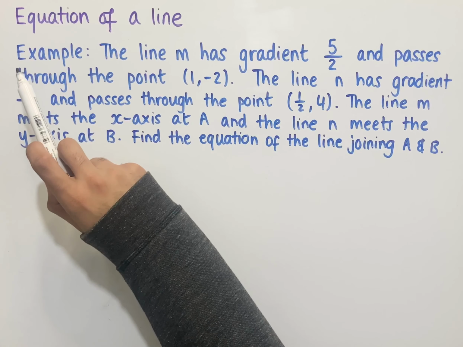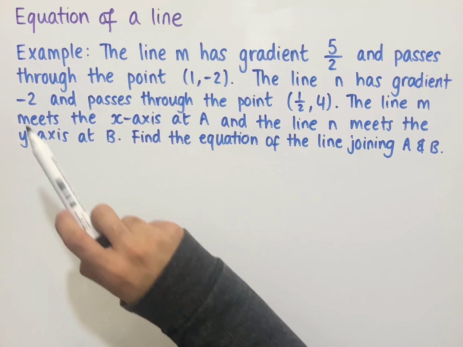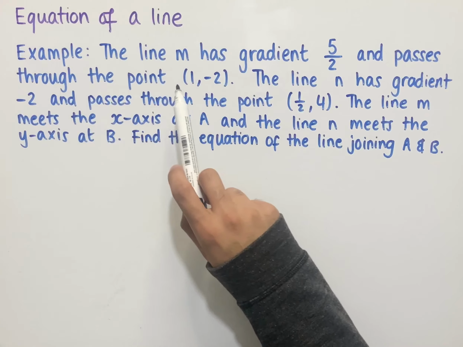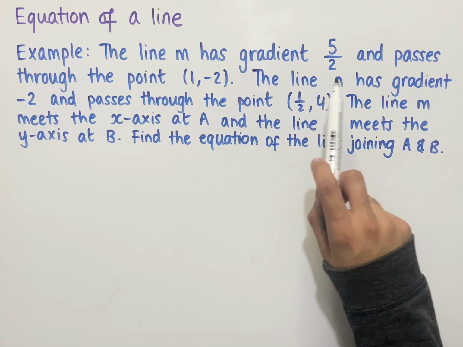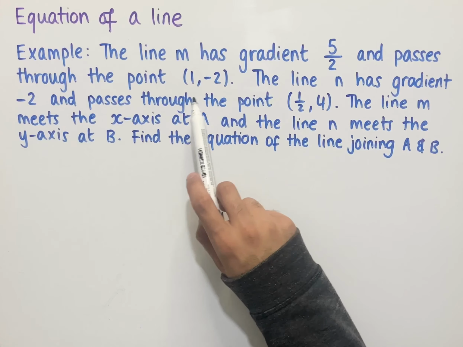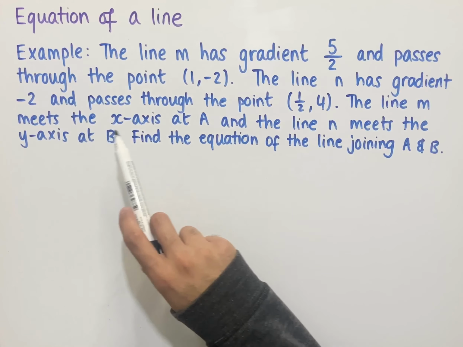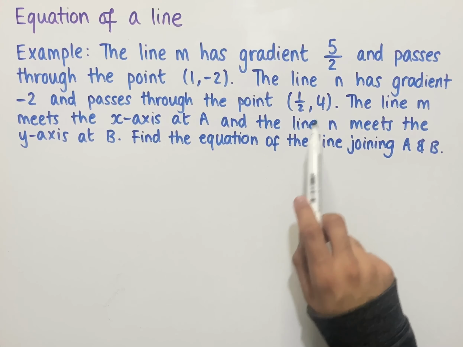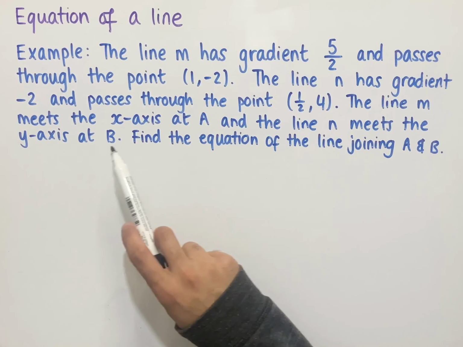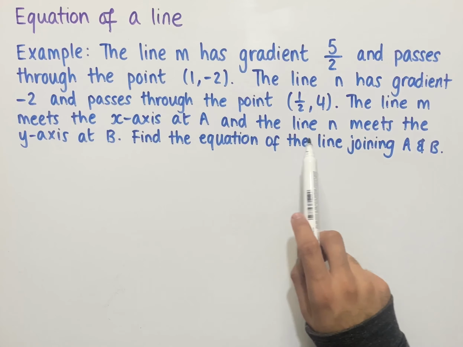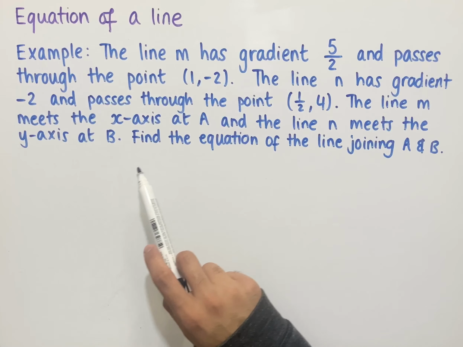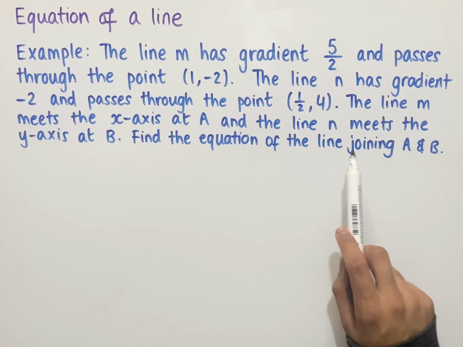Let's look at this example on the equation of a line. So the example says the line M has gradient 5 over 2 and passes through the point (1, -2). The line N has gradient -2 and passes through the point (1/2, 4). The line M meets the x-axis at A and the line N meets the y-axis at B. Find the equation of the line joining A and B.